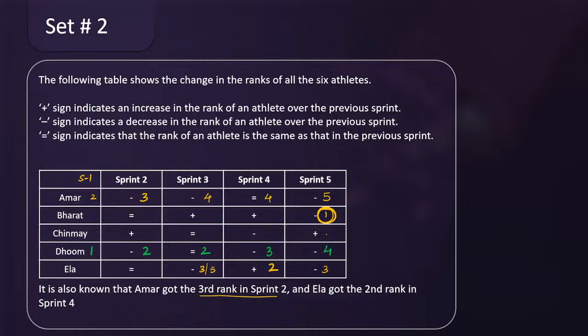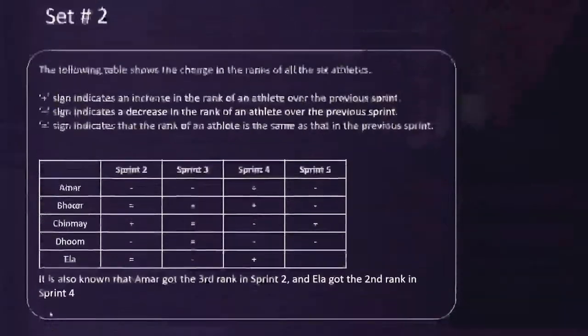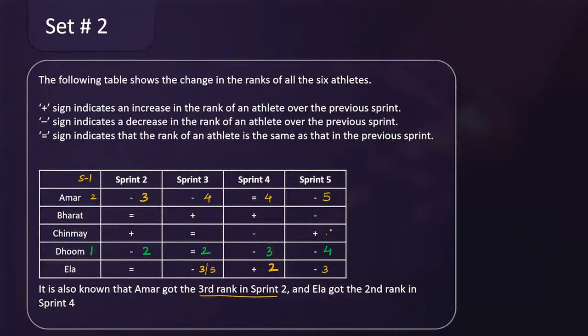No, I cannot. Good. I cannot put rank number 1 here because here I have a negative sign. नेगेटिव साइन मतलब रैंक इसकी खराब हुई है. अब रैंक 1 पे आ गया और रैंक खराब हुई है, rank has decreased. It is not possible. So rank number 1 cannot come here. Rank number 1 will come here and hence rank number 2 will come here. Okay, am I clear? So यहाँ पे rank number 2 आ गया and in sprint 5 we have the entire clarity.